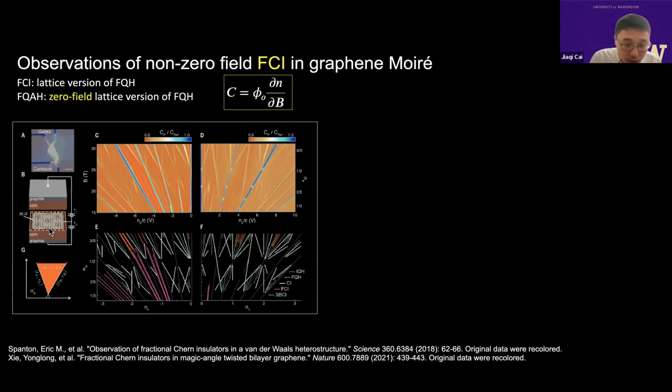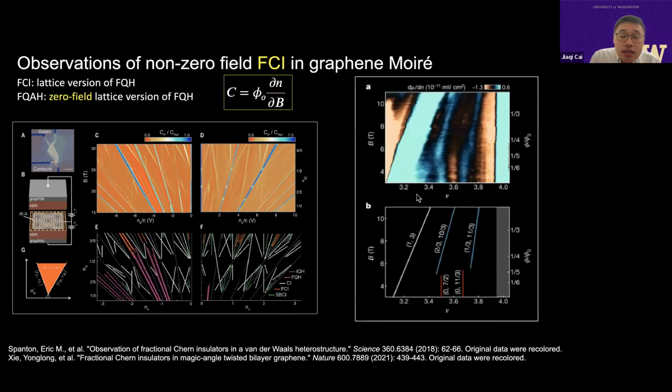And together with this array, you get a flat Chern band, and the flat Chern band gives you this slope. If you compare this slope and use this formula to calculate the Chern number, it can tell you different information, a different topological property of those states. Okay, and you can see those fractional Chern insulators, or normal fractional quantum Hall states, starting from zero charge neutral point.